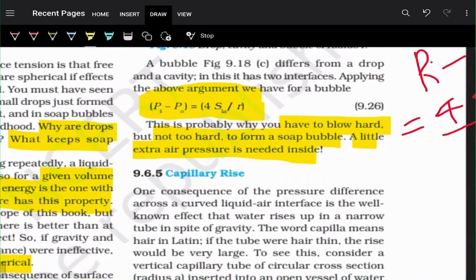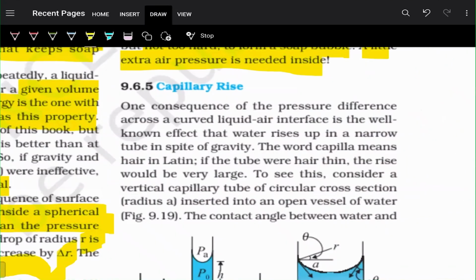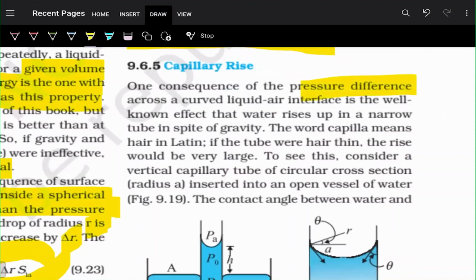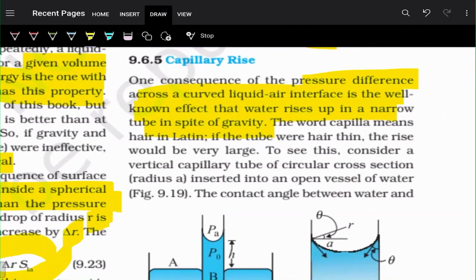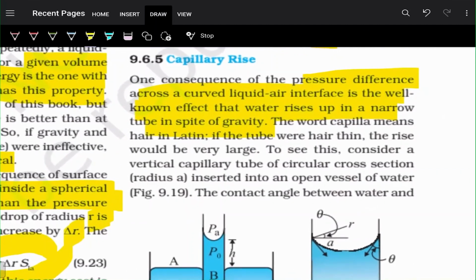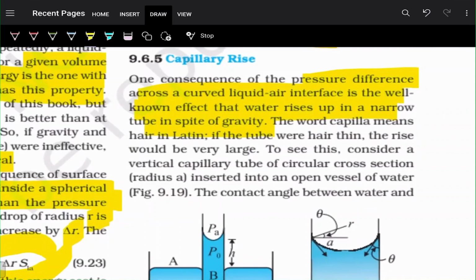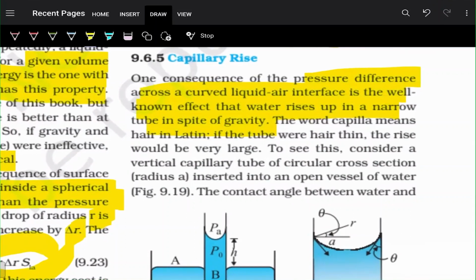So next let's discuss capillary rise. One consequence of the pressure difference, that is, the excess pressure P inside minus P outside, we have seen. In the case of a drop it was 2s/r, and in the case of a bubble it was 4s/r. The pressure difference across a curved liquid-air interface is behind the well-known effect that water rises up in a narrow tube in spite of gravity. What does water do in a narrow tube? It climbs upward. Even though gravity is there, it climbs upward. That is capillary rise. The reason for it is the pressure difference across a curved liquid-air interface.